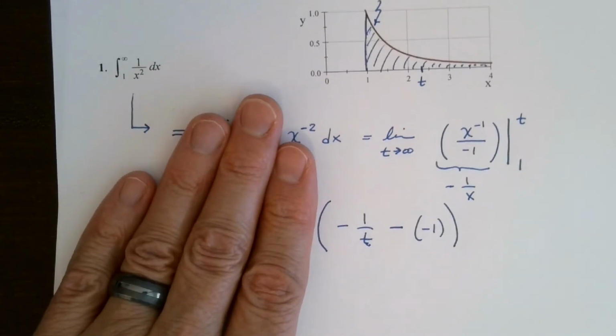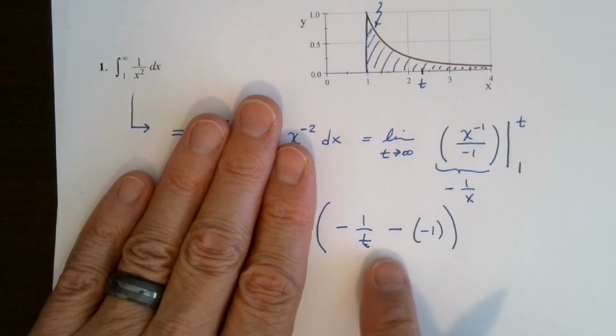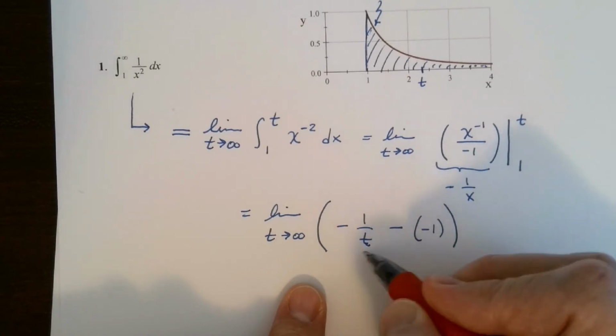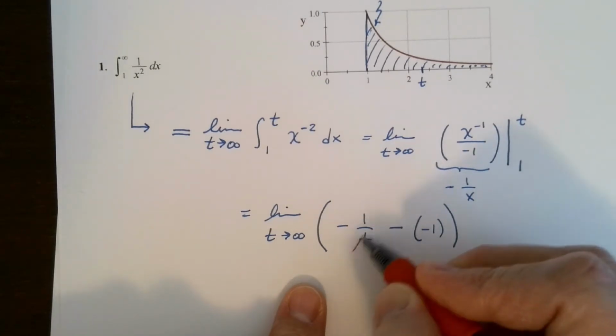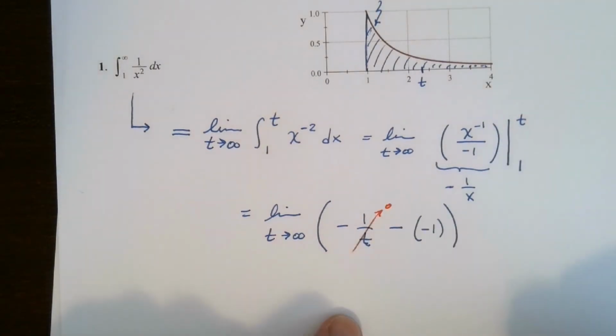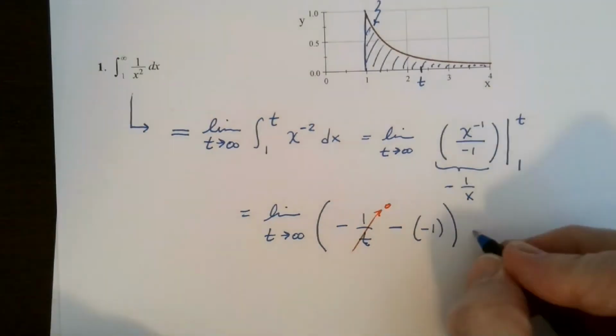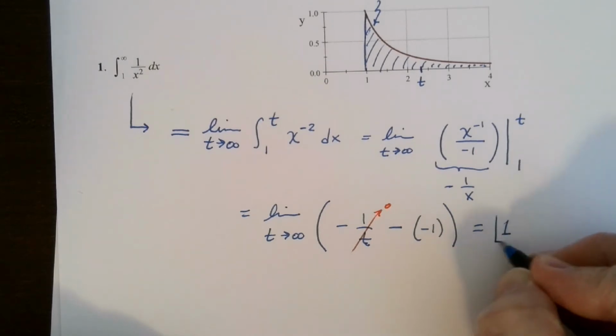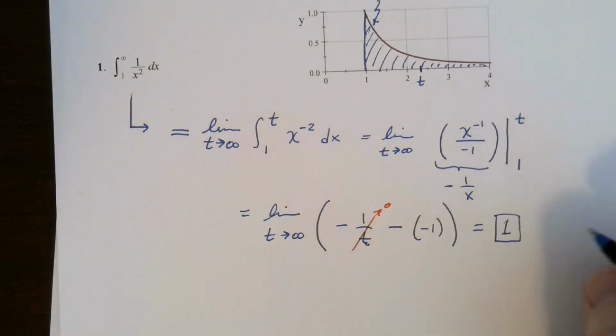And so you can see what's happening as t gets bigger and bigger. We can now take the limit as t goes to infinity. What happens to this expression here? As t goes to infinity, that's going to go to 0. Right? And so our limit is 0 minus a negative 1, or positive 1. The limit exists as a finite number.